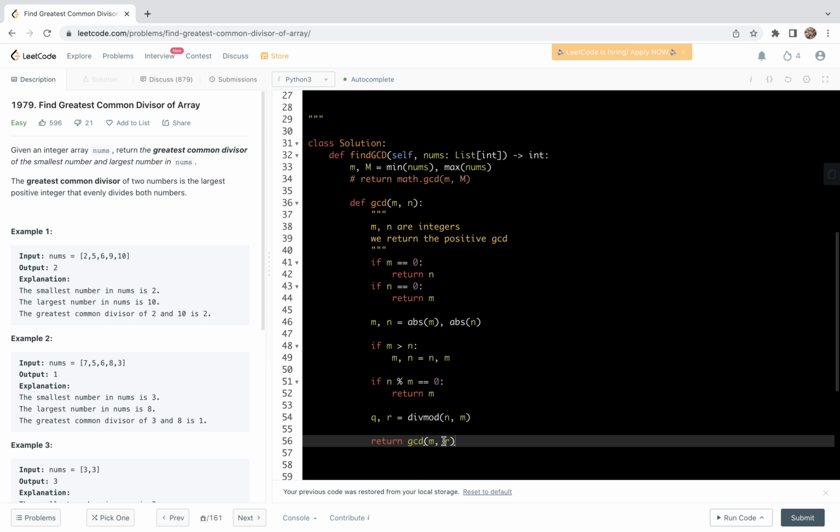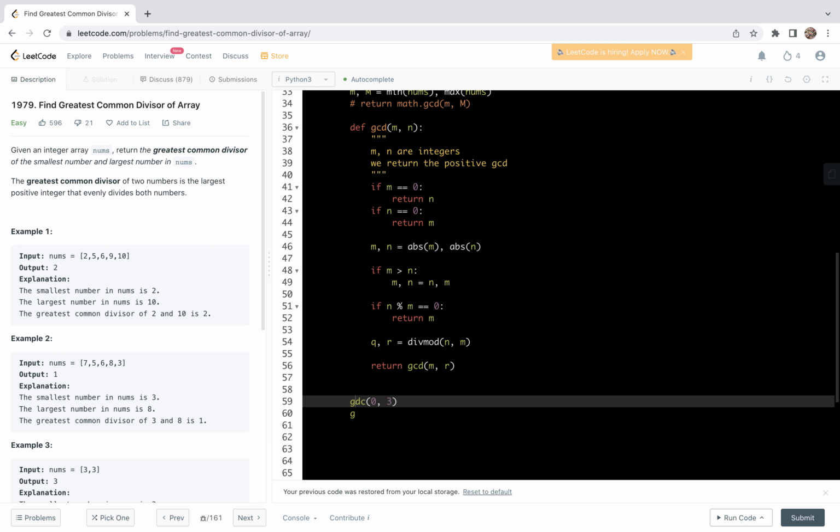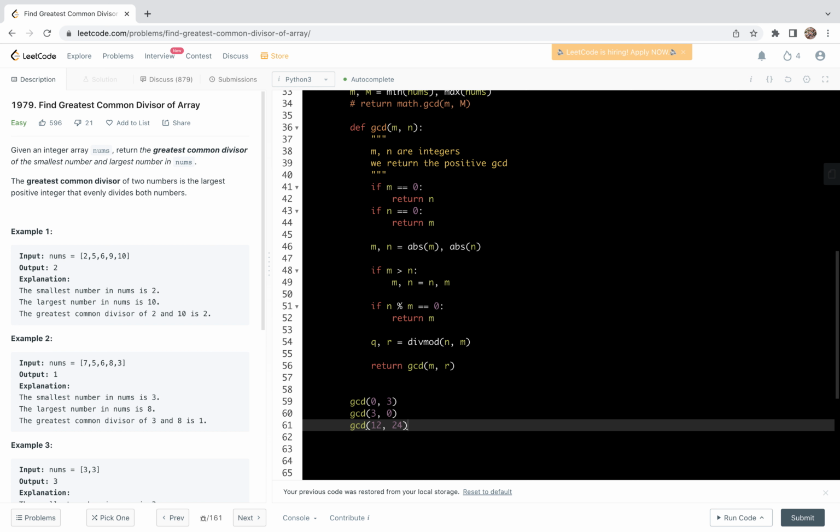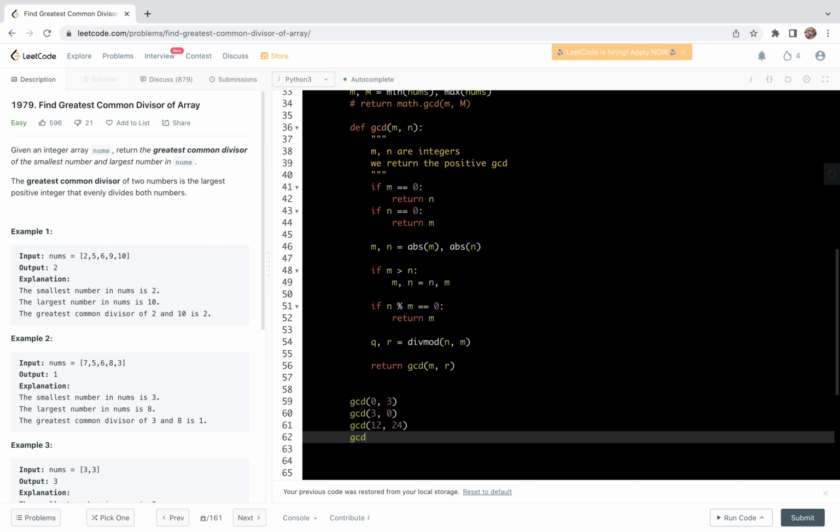So with that said, actually we finished the implementation of the GCD function. So you can try several of them, right? Let's see, GCD 0 and 3. So this should return 3. And GCD, not GDC, GCD. So actually these two are commutative, these two functions, so it does not matter. So now let's see, GCD 12 and 24, it will return 12, right? GCD of 3 and 2, we are going to return 1.